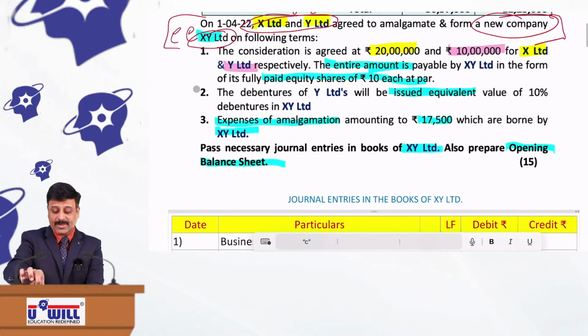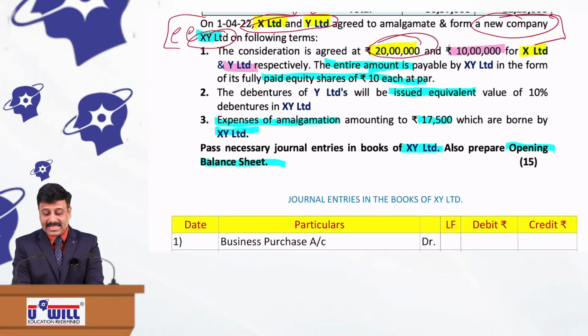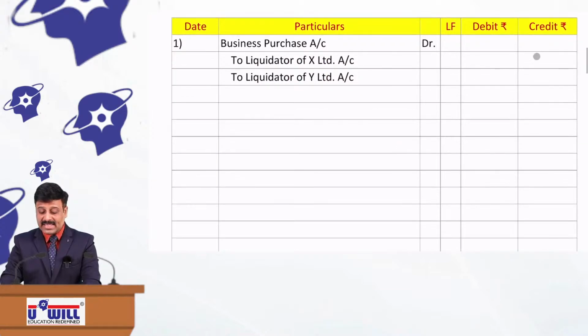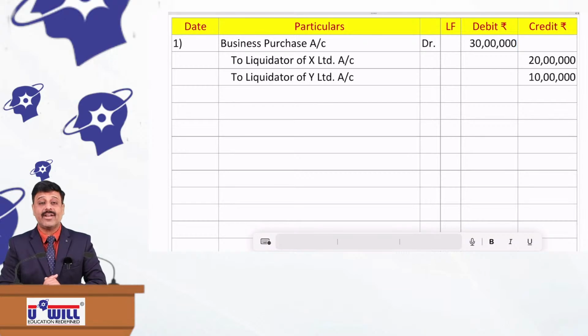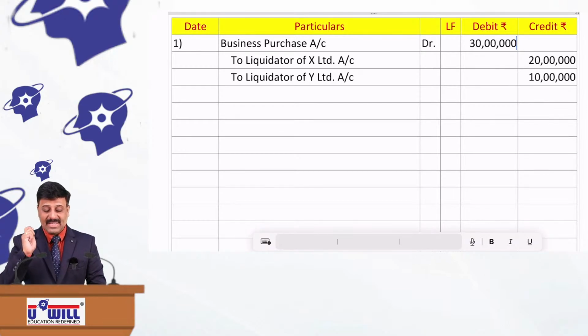Now see here in the first adjustment, all of you, 20 lakhs is payable as consideration to X Limited, 10 lakhs is payable as consideration to Y Limited. So this liquidator of X Limited will come with the amount of 20 lakhs, and liquidator of Y Limited will come with the amount of 10 lakhs. And total business purchase account we will debit with the amount of 30 lakhs. So this is the first entry to be passed in the books of transferee company. Business purchase account debit with the total purchase consideration of 30 lakhs. To liquidator of X Limited with 20 lakhs and to liquidator of Y Limited with 10 lakhs.